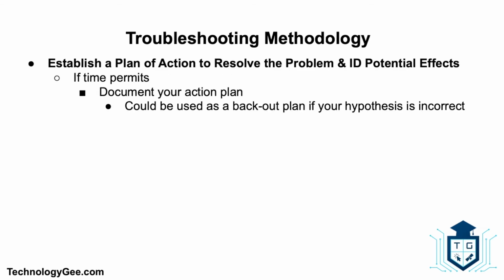Next step, you want to establish a plan of action to resolve the problem and identify potential effects. So once you have identified the problem and discovered a solution, it's now time to establish a plan of action to resolve the problem and identify the potential effects. And if time permits, you should document your action plan. The documentation of your action plan could be used as a backup plan if your hypothesis is incorrect.